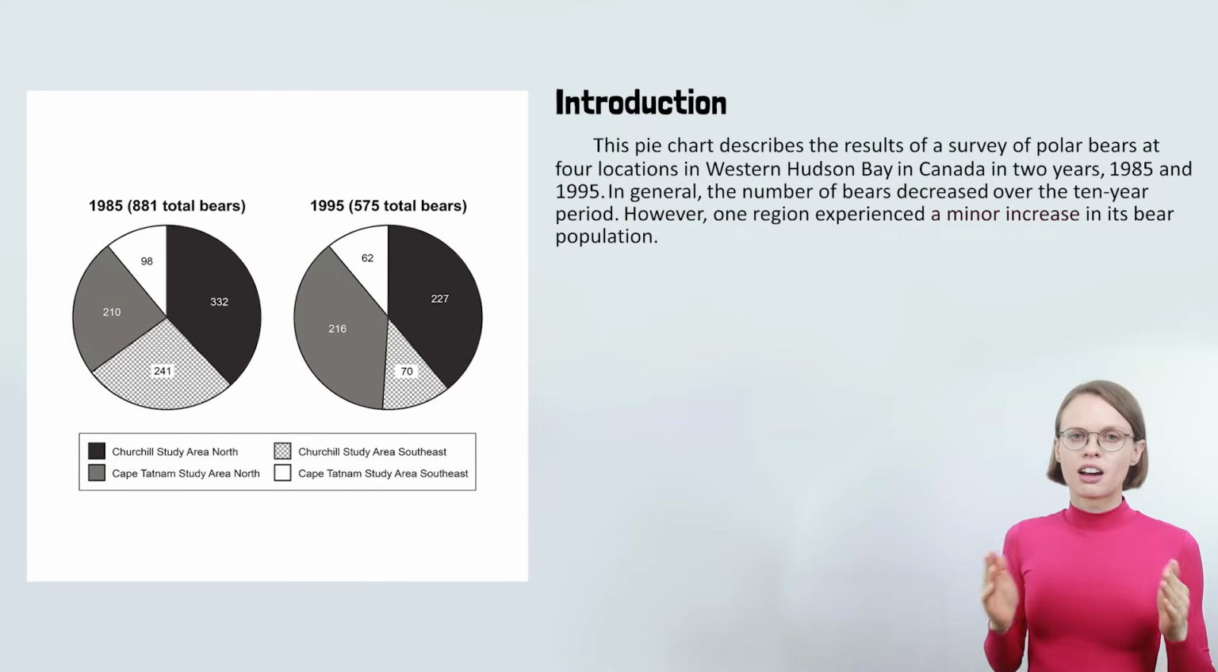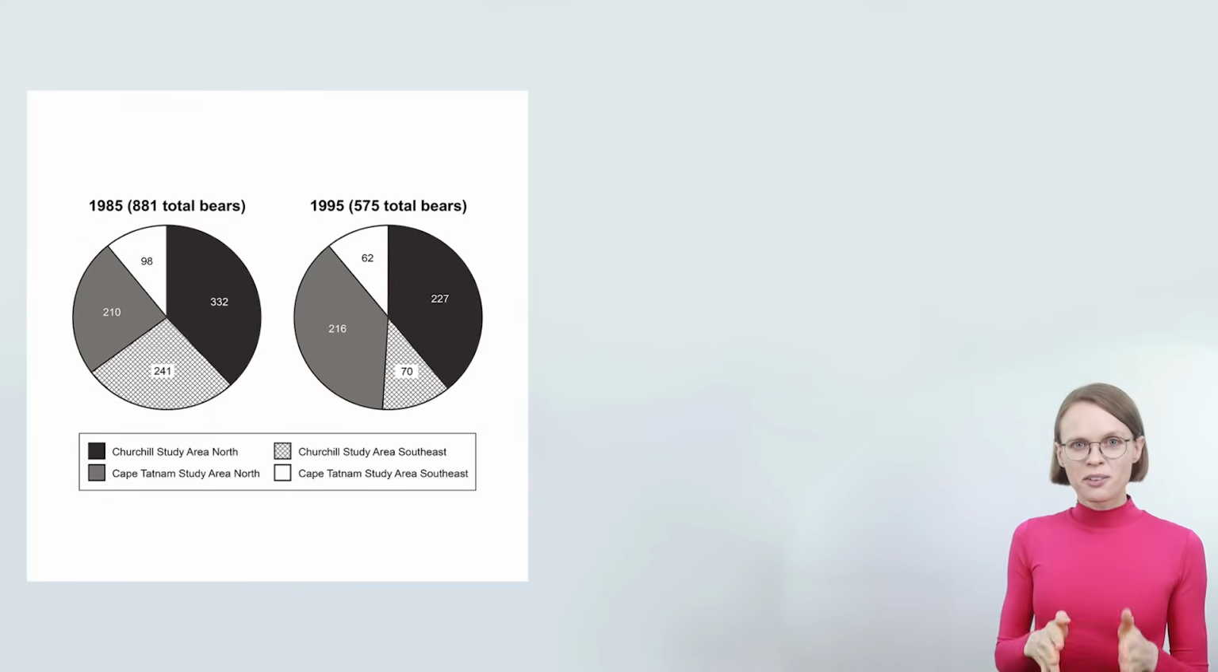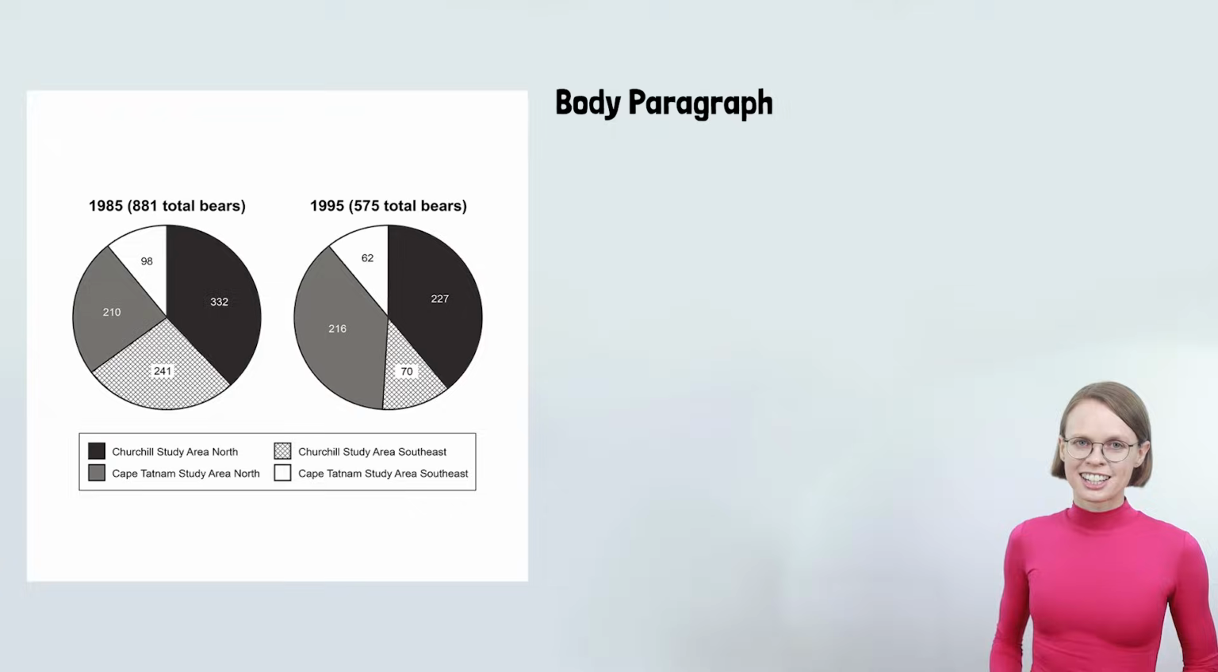The expression "a minor increase" helps me describe the chart more precisely, which will improve my band score. I did change the number of bears to bear population for variety in my vocabulary. I try to eliminate repeating the same words again and again. That's plenty for the introduction, which just needs to say the main ideas I will talk about. Now I move on to the body of the answer.